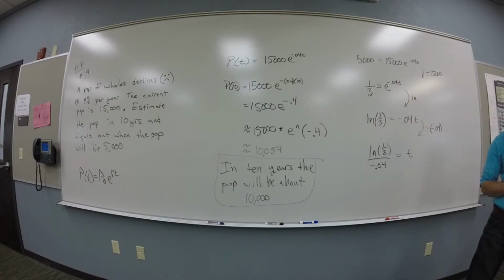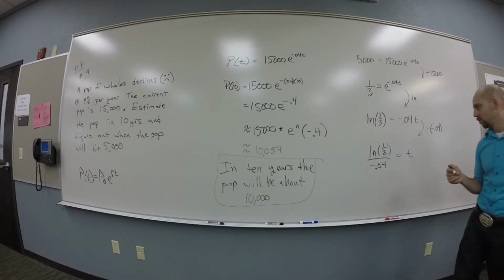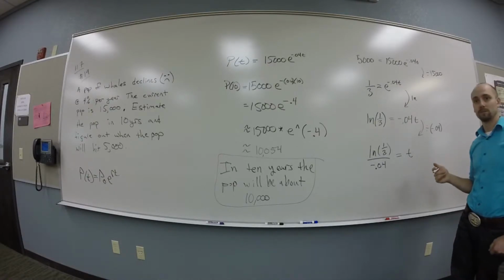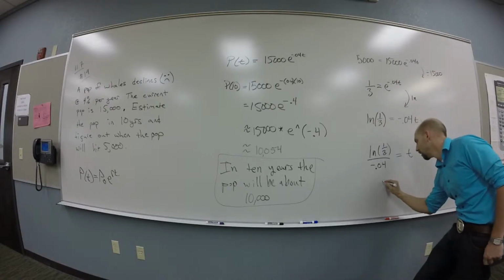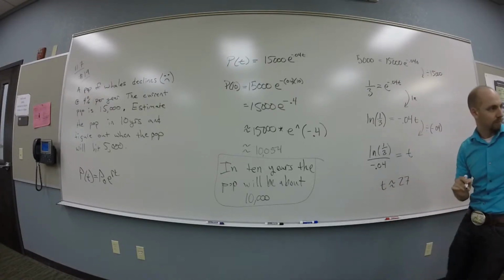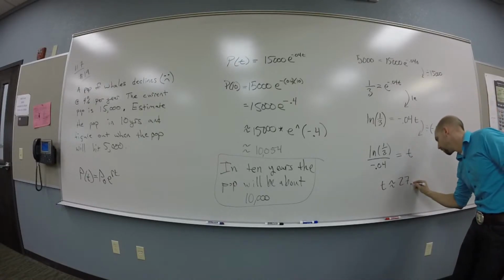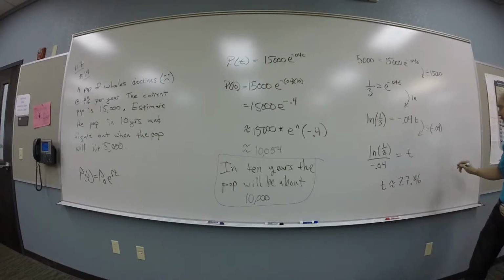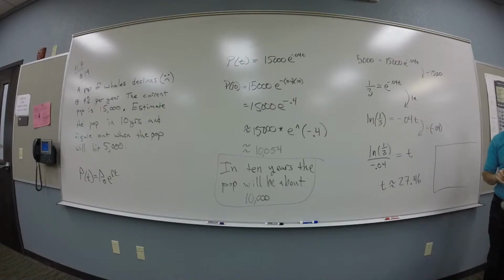Which is 27.46. Cool. And you guys were having good luck punching that in? Awesome. So we get t is approximately 27.46. So what do I say? Approximately 27 years for the population to hit 5,000. Okay, years. A verb and a subject would be good in that.